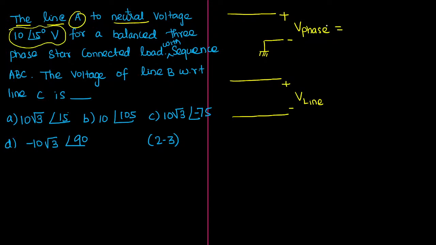Line A can also be C. I am naming it as phase A. Now it is connected with the neutral, so I am putting VAN. We can also write it like this: VAN equal to 10 at an angle of 15 degree. Okay. Now in the question next, if you continue further, for a balanced three-phase star connected.